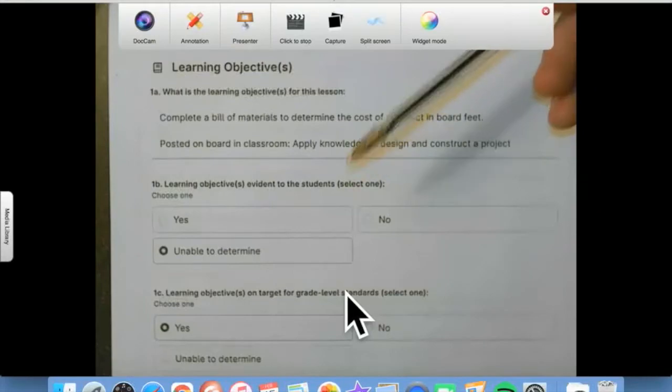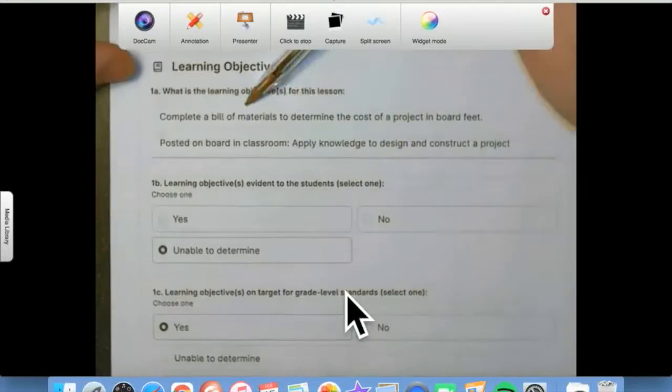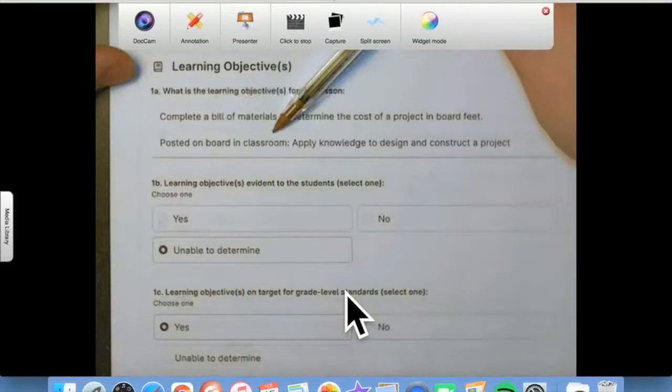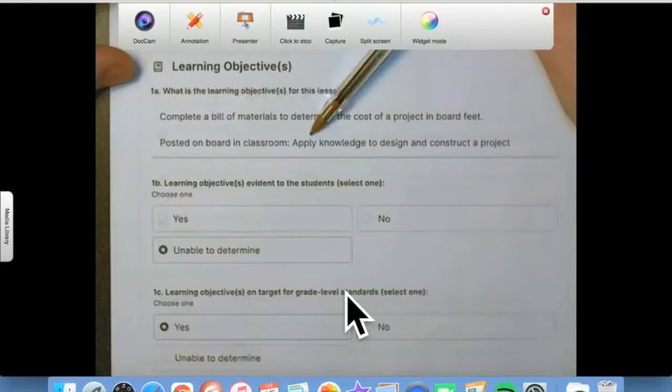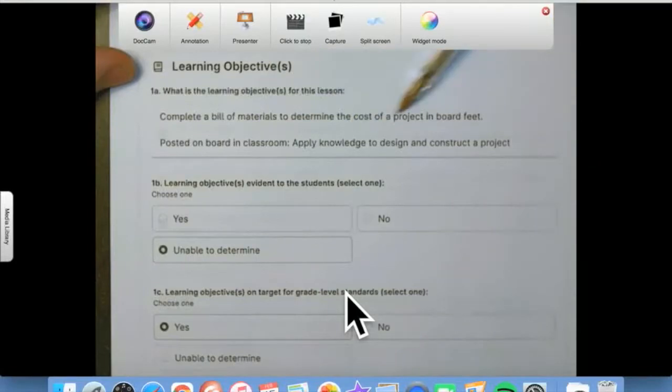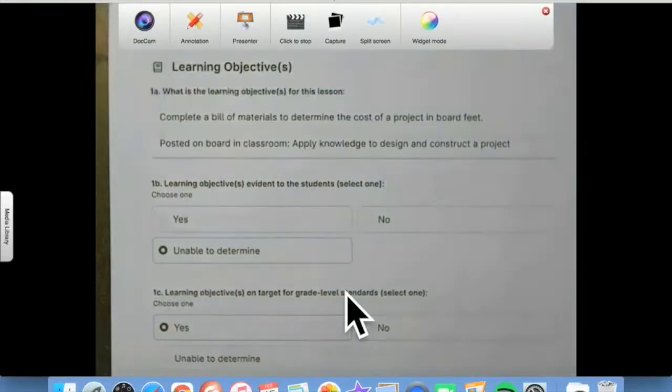So, in this case, my learning objective: the students are going to complete a bill of materials to determine the cost of a project in board feet. I posted all of these things on the board in the classroom, and our district uses I can statements. In my case, my I can statement for this particular section of the project was I can apply knowledge to design and construct a project. It's kind of like your students will be able to, or other variations. Our school uses I can statements and expects us to have them posted up on the board.